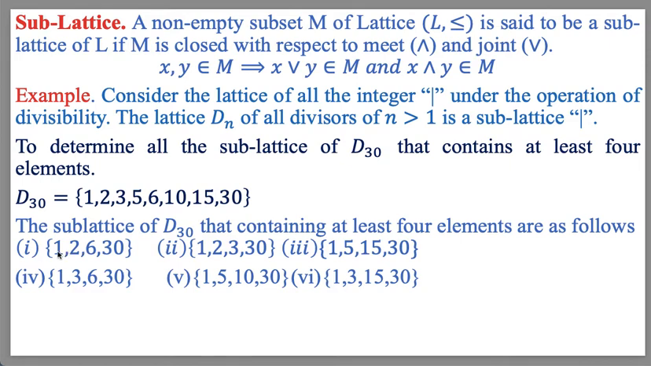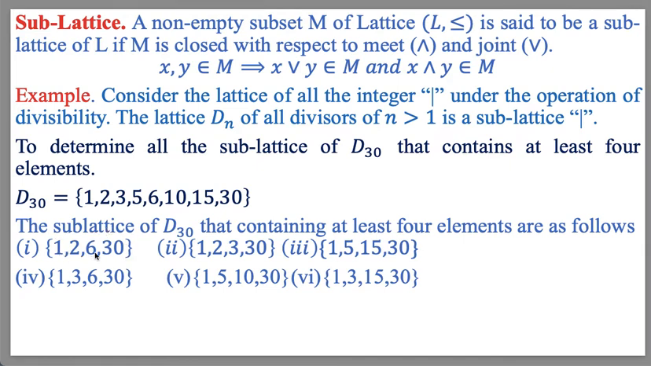So one example is 1, 2, 6 and 30. We can easily check that the least upper bound of 1 and 2, least upper bound meaning LCM, is 2. This belongs to this set. It can be easily checked that with respect to the divisibility operation, the least upper bound of every pair of elements as well as the greatest lower bound of every pair of elements belongs to this set. It means it is a lattice.